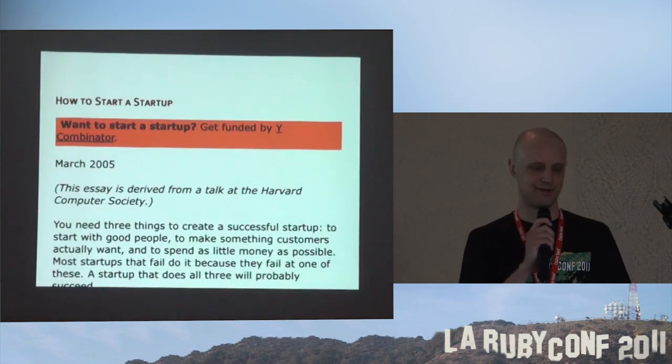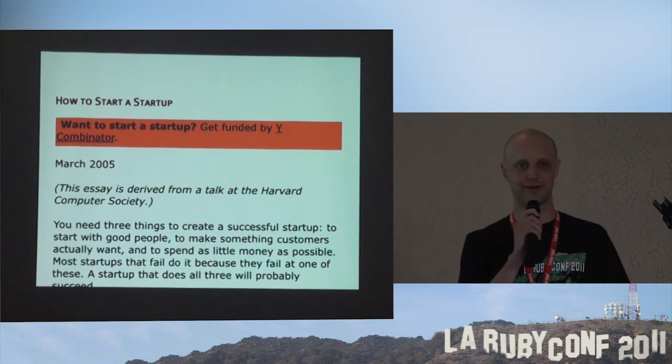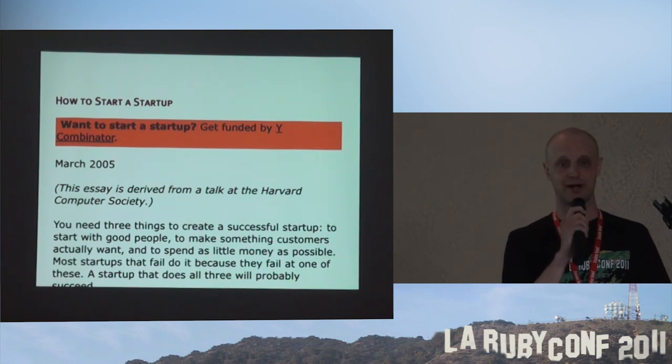And one of the influences for me was a series of essays, including this one called How to Start a Startup, by a man named Paul Graham. And interestingly, Paul has a similar sort of background. He has a PhD in computer science from Harvard and decided not to become an academic.